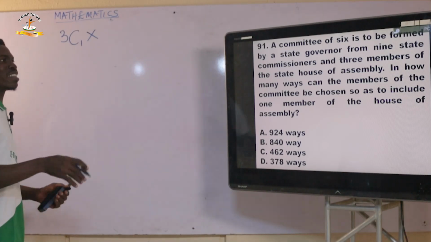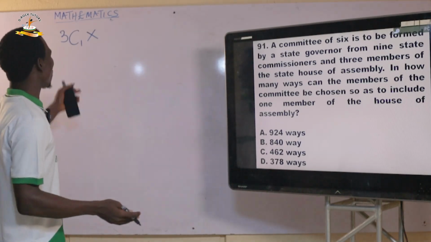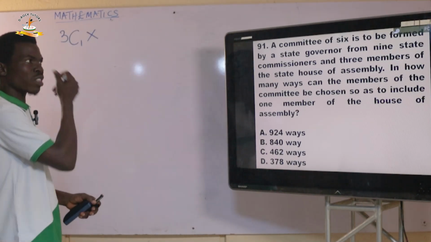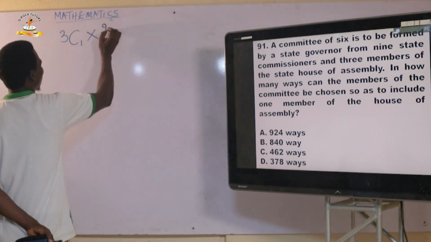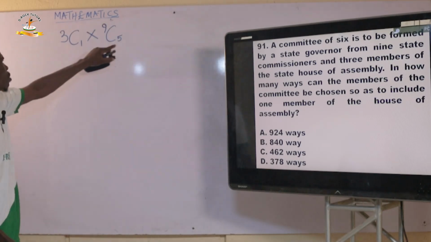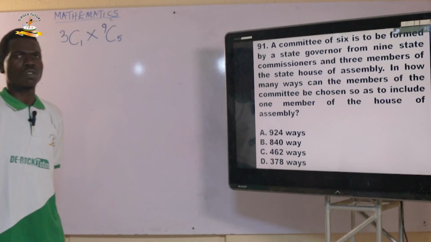Multiplied, because it is just like probability when you say and. Then we have taken 1 out of 3. We need 5 more out of what? Out of the 9 state commissioners. So we are going to say 9 commissioners combination the remaining 5. If you add this up, you have 1 plus 5, which is 6 members you want to choose.